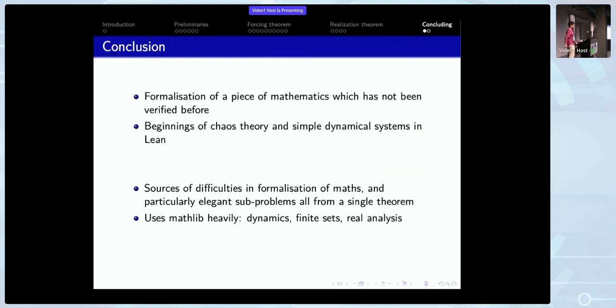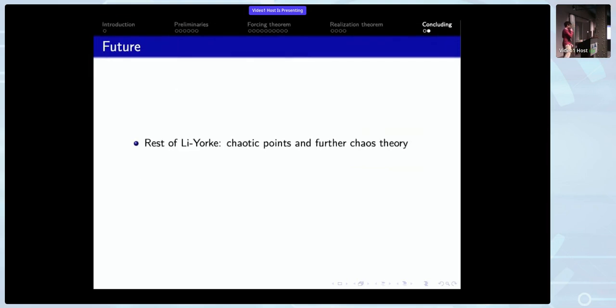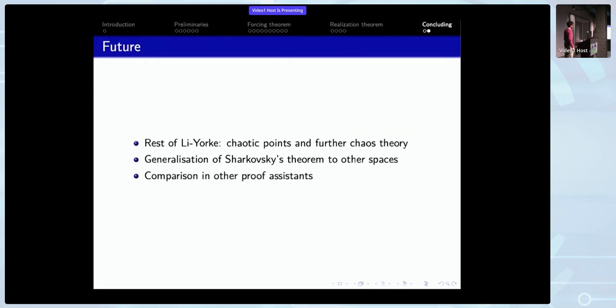I used mathlib heavily throughout this: dynamics, finite sets, real analysis in particular, and some feedback, I guess, for Lean's automation. Really nice for topology, really nice for simplifying, really awkward for natural numbers in what I needed it for here. In the future, the rest of the Lee-Yorke paper, doing actual chaos theory rather than just the beginnings. Sharkovsky's theorem does generalize to some other spaces, not many, but a few, so that would be nice. And doing the same thing in other proof assistants, because nothing I did here was specific to Lean. I think some of the feedback and some of the experience might be, but I'd be really interested to see how this looks in other proof assistants as well. Thanks very much.